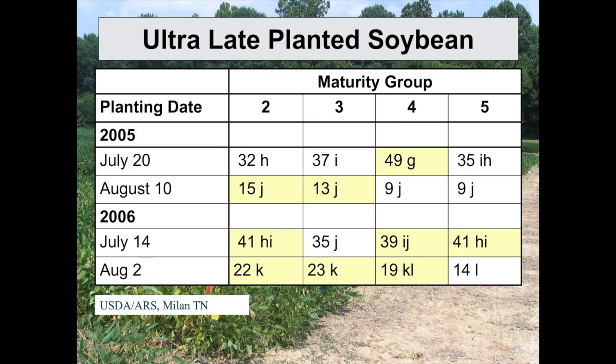Based on some of the work that I've done and some of this older work from USDA at Milan, I think my pick of the litter for an ultra late planted soybean would probably still be a group 4. And I might go with an earlier 4 versus a late 4. We've had fairly good luck with group 3s in some of our work. But again, it's not a high yield situation. You're basically just trying to salvage something and harvest that crop before a frost. So, in my opinion, probably an early 4 might be the best pick for an ultra late situation.